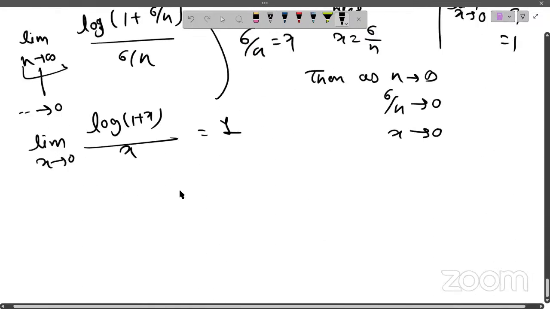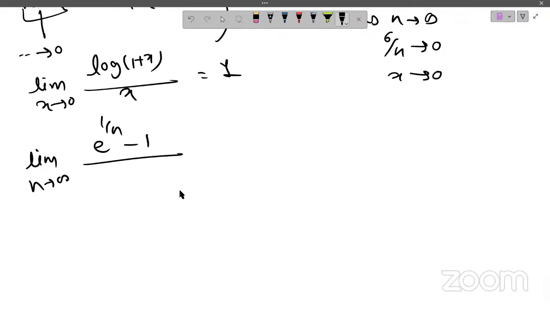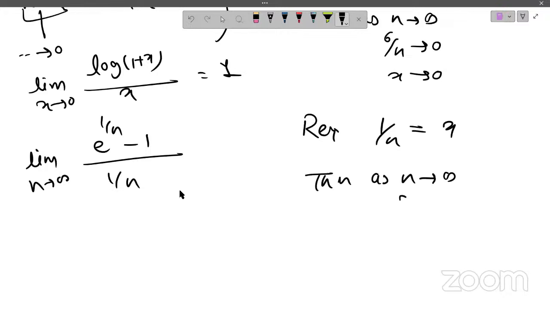So similar logic will apply here also. We have the limit n tending to infinity of e to the power 1 by n minus 1 by 1 by n. So similarly, if I replace my 1 by n with x, then as n goes to infinity, our x will go to 0. Because what is our x? Our x is nothing but 1 by n. So it will go to 0.